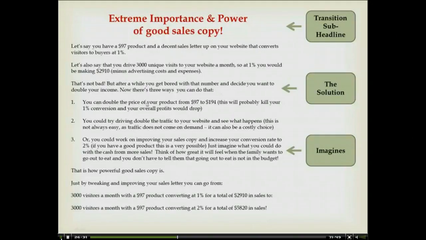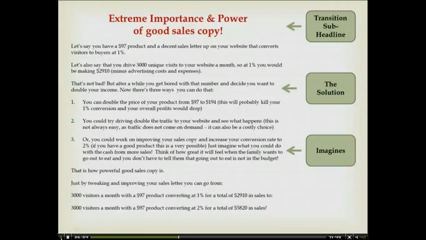One of the things we want to do is start talking about the solution. That's not bad, but after a while you get bored with that number and decide you want to double your income. Now there are 3 ways that you can do this. First of all, you can double the price of your product. Now you want to show them different ways, but the ones that you start out with are not those solutions you want them to take.